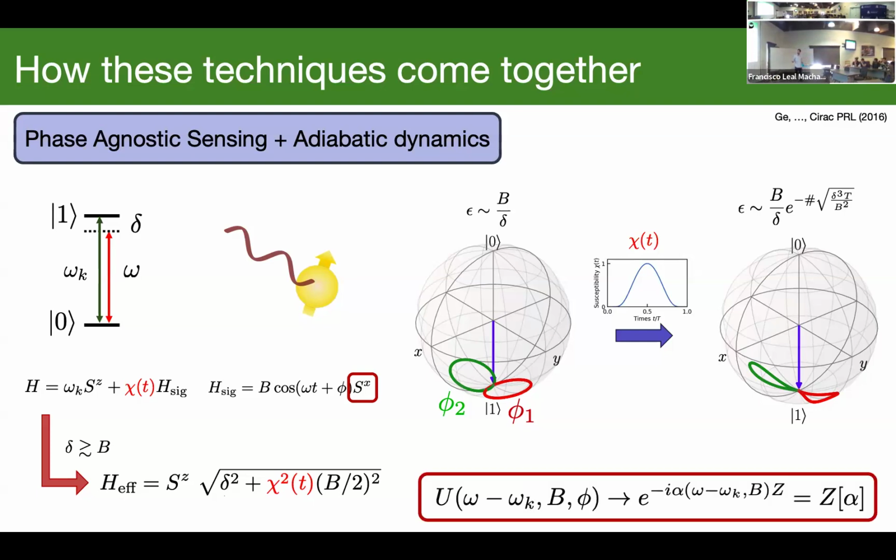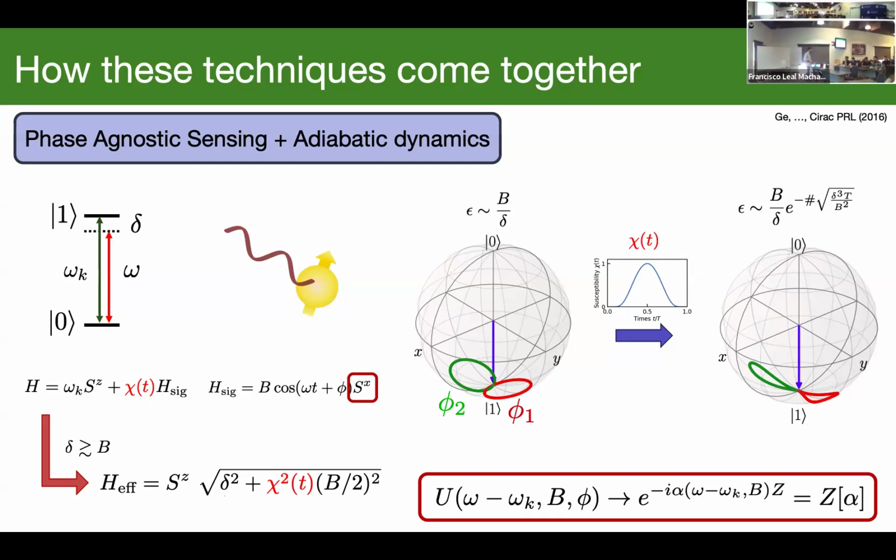And so this fundamentally allows us to take this unitary and basically transform it into a Z rotation, conditional on the strength and the detuning of our signal. And this is the detuning with respect to this omega k that I put in my hand.